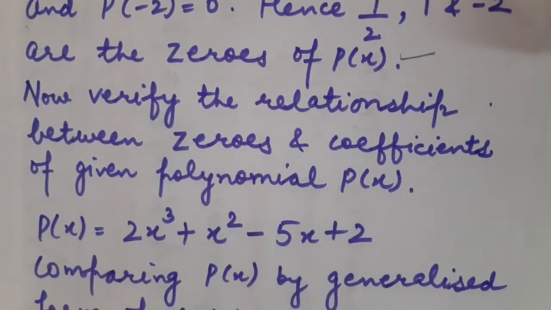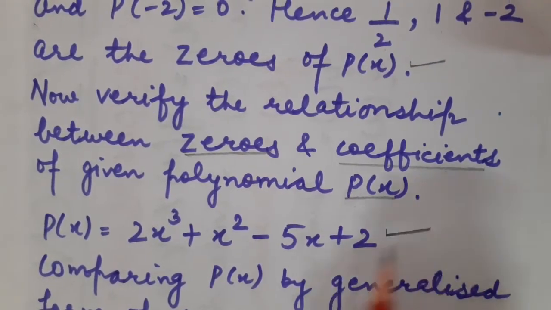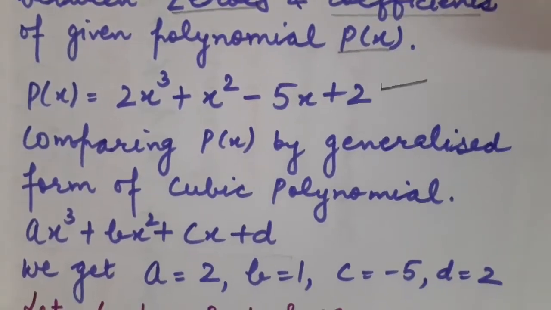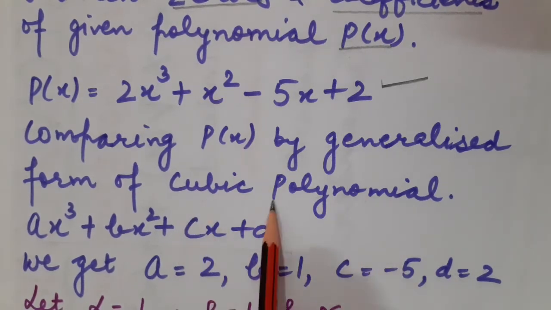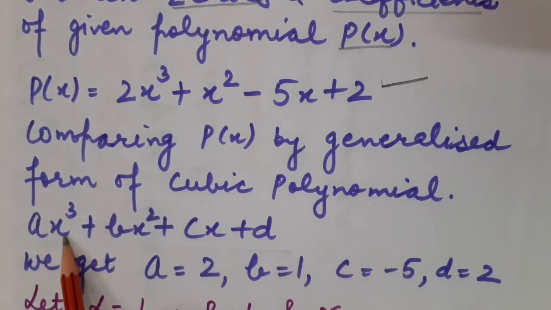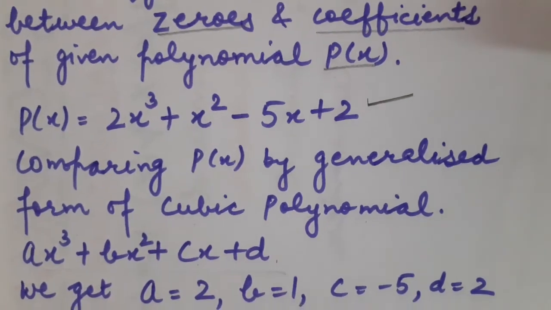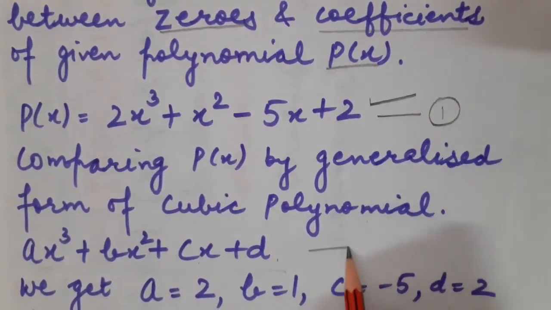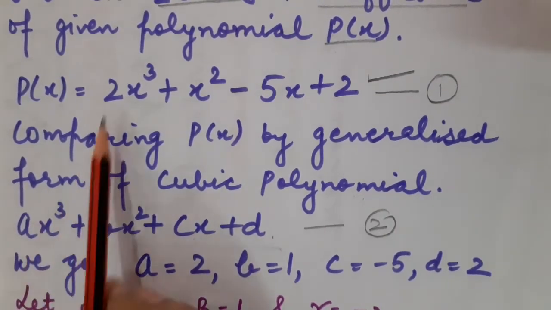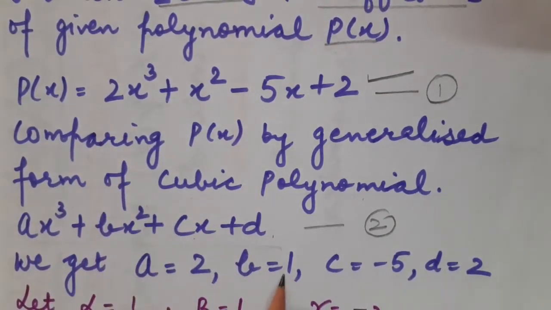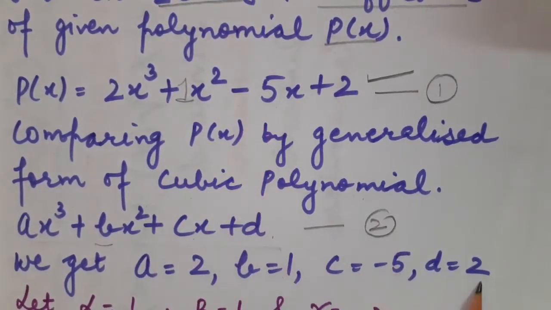Now let us find the relationship between the zeros and the coefficients of P(x). P(x) is basically a cubic polynomial. For that, you have to compare this P(x), equation number 1, with its generalized form, let it be considered as equation number 2. What is the generalized form of a cubic polynomial? That is ax cube plus bx square plus cx plus d. So a is equal to 2, b is equal to 1, this is 1 here, right? c is equal to -5 and d is equal to 2.